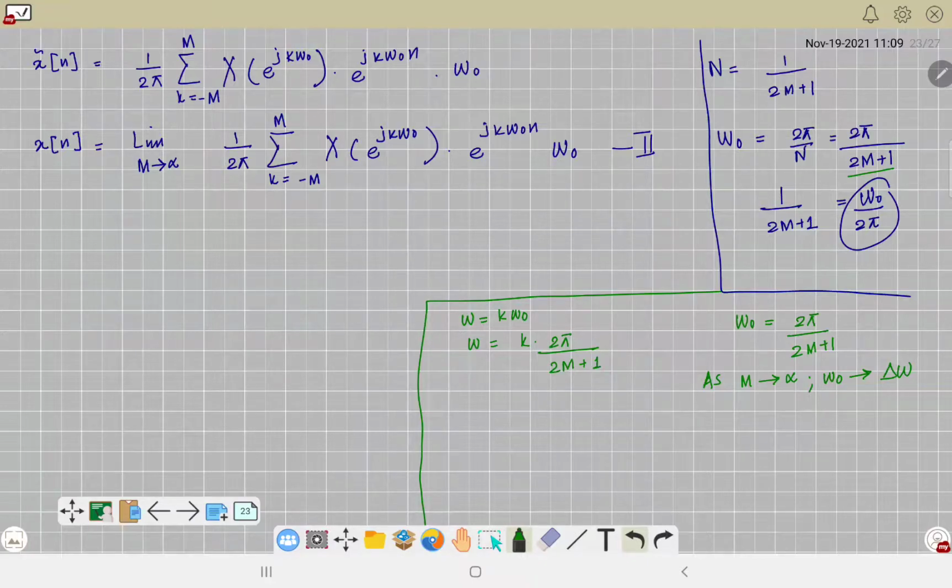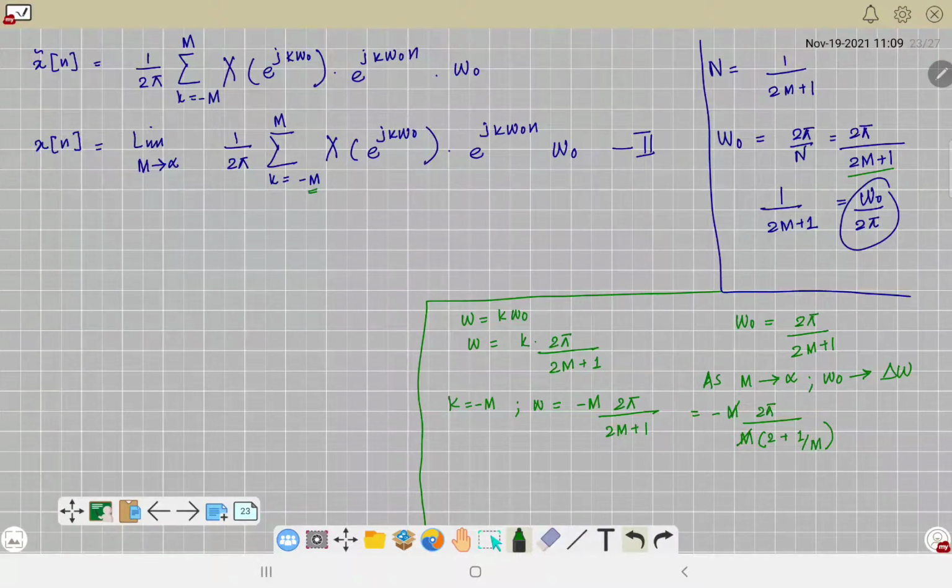We have summation for minus m to plus m. So if k is equivalent to minus m, the lower limit of this summation, then omega will be equivalent to minus m times 2 pi divided by 2m plus 1, which means it will be minus m 2 pi. Will take m common here, so it will be 2 plus 1 upon m. This and this will go.